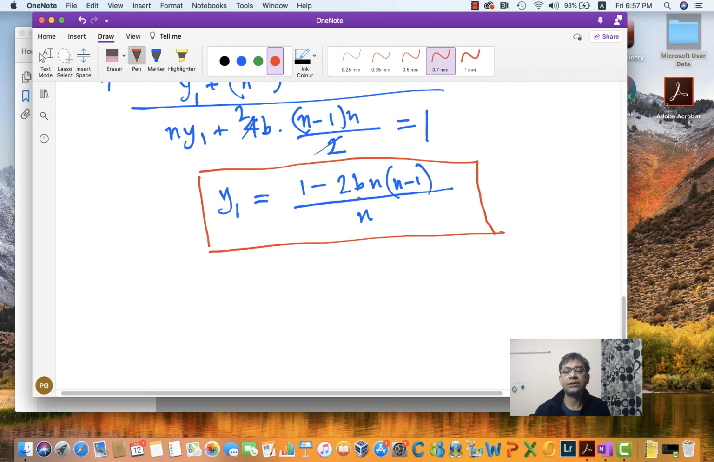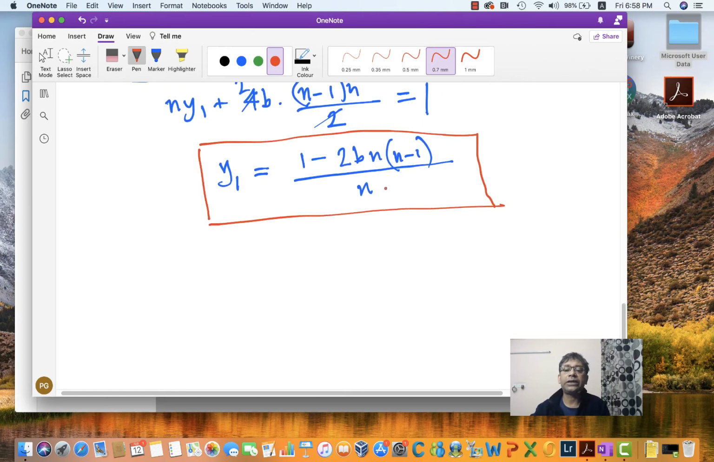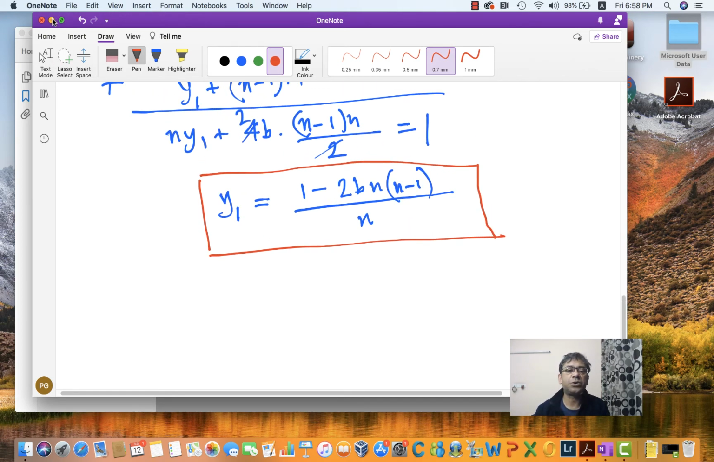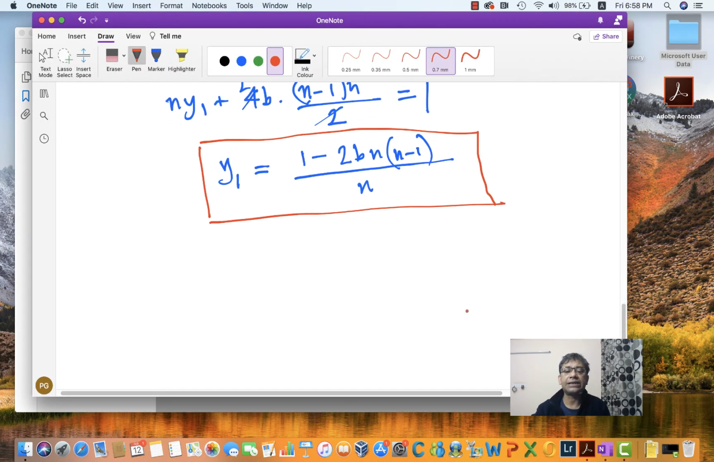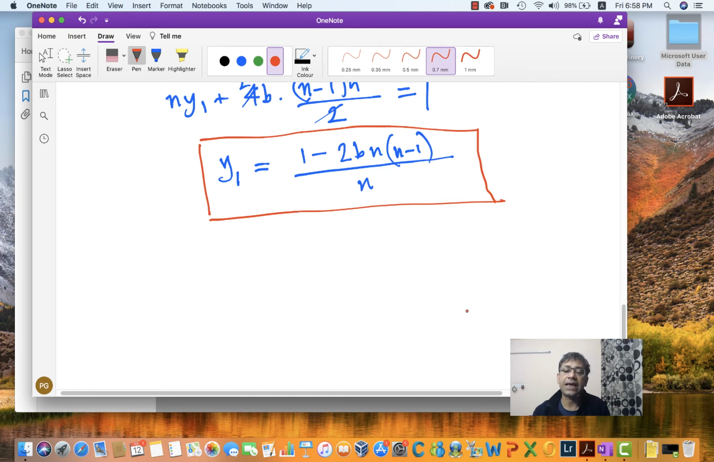And notice that this solution is a genuine solution because everything on the right hand side are parameters of the model, right? Well, b is the parameter and n is the number of intervals we are trying to create. Now, that's our solution for y1, and yk just follows from that, right? We have to just add k minus 1 times 4b to get the value of yk. Now, the one concern is, is this a genuine solution? Does it make sense?